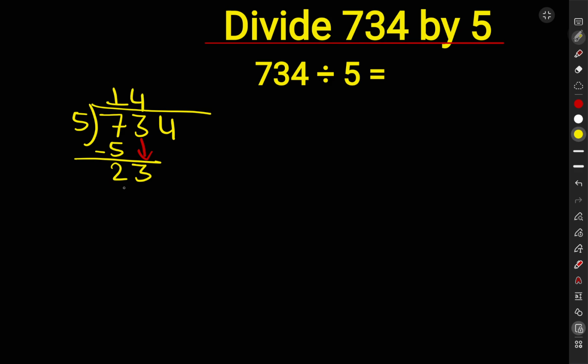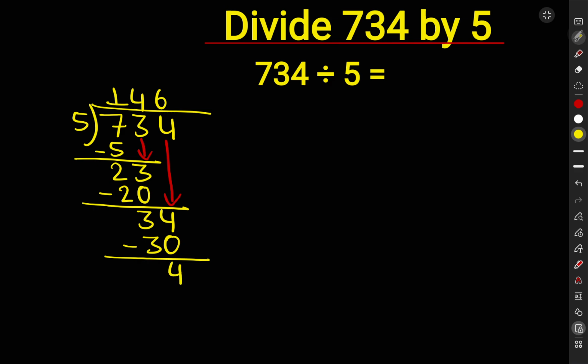5 times 4 is 20. On subtracting we get 3. So again we put down this 4 and it is 34. 5 times 6 is 30. On subtracting we get 4.